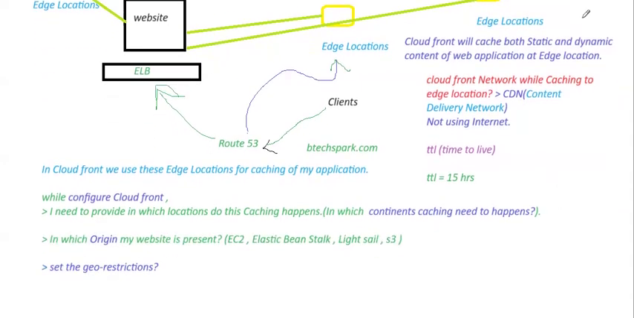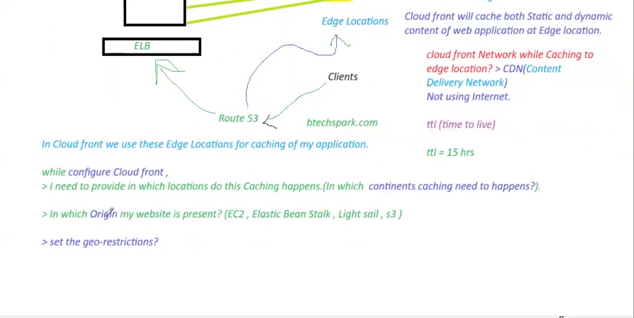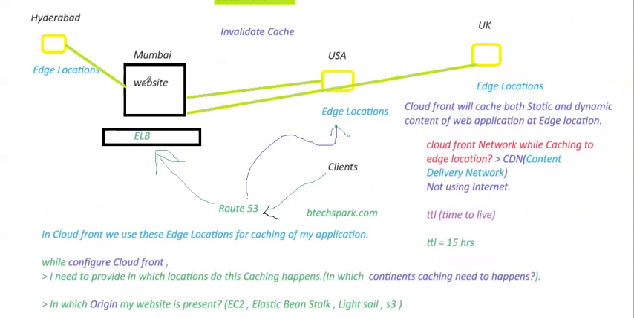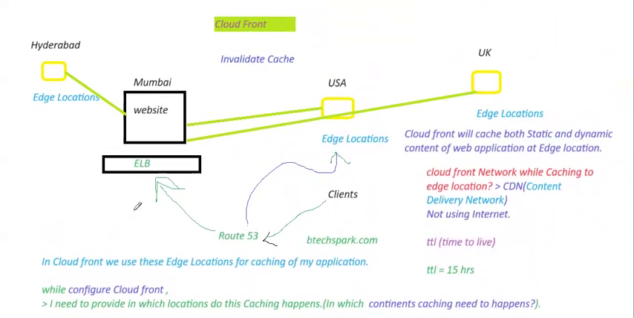And while configuring your CloudFront, what do you need to configure? You need to configure the continents where your edge locations need to be present, the origin from which your website is hosted, and the geo restrictions that you need to set. That means the regions in which you want to block your data, that is, in which regions you want to block the CloudFront response. So that you need to provide.